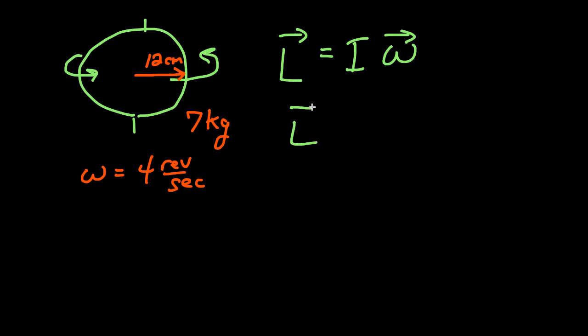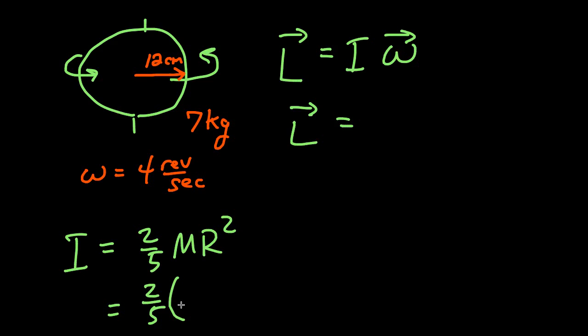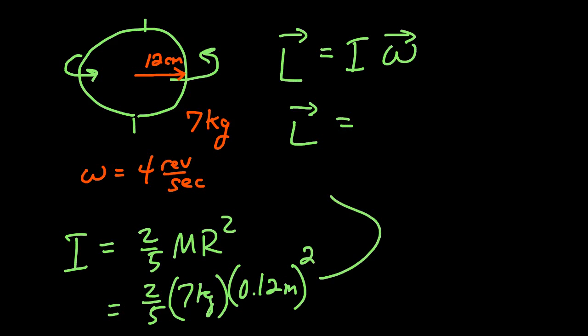Then angular momentum is equal to I. I for a sphere, we look up on a chart, is 2/5 m r squared. So in this case, we have 2/5 times 7 kilograms times 0.12 meters squared. This whole thing is 0.0403 kilogram meters squared.